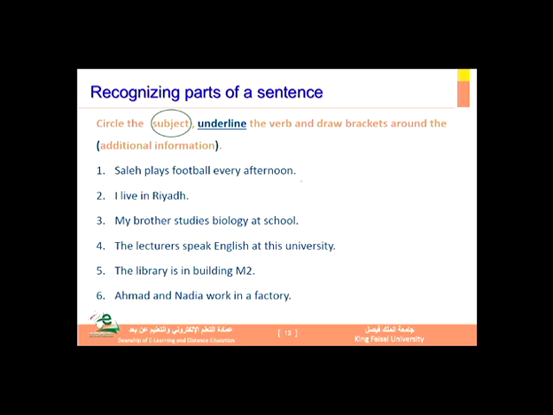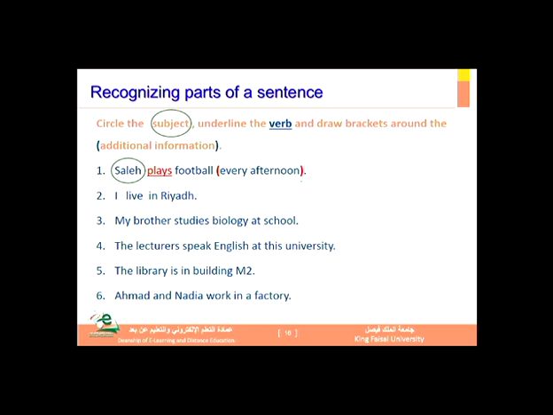So let's start with the first sentence. Again, the subject has to be circled, the verb has to be underlined, and brackets for the additional information. Starting with the first sentence again, Saleh is the subject, plays is the verb, and every afternoon is the additional information. So we circled the subject, we underlined the verb, and we put brackets around the additional information.